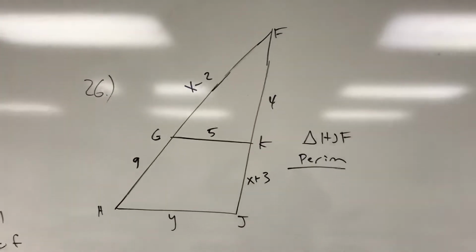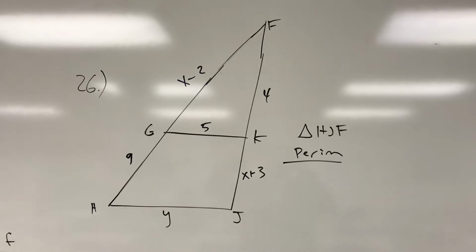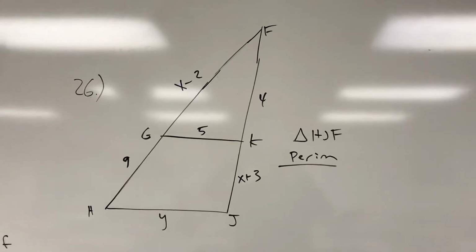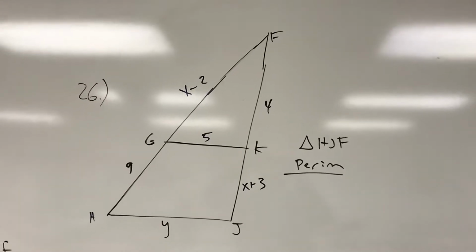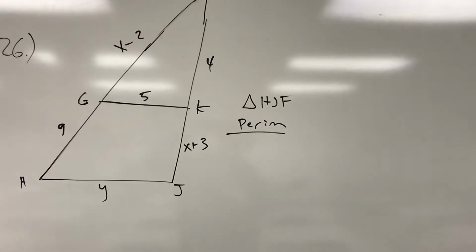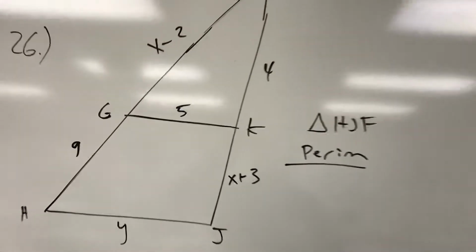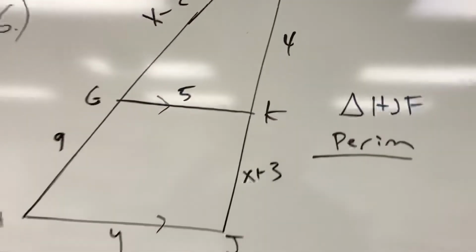All right, taking a look at number 26 here from section 8.5. The setup is pretty straightforward here. You're trying to find the perimeter of HJF, which of course means that you're going to need to find x and y. And if you notice, I did not label it in the picture, but they tell you that GK is parallel to the base, so you can put both of those in.